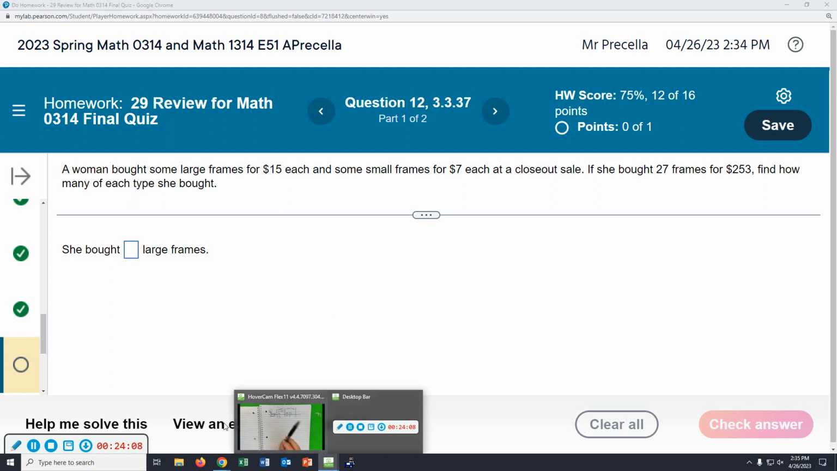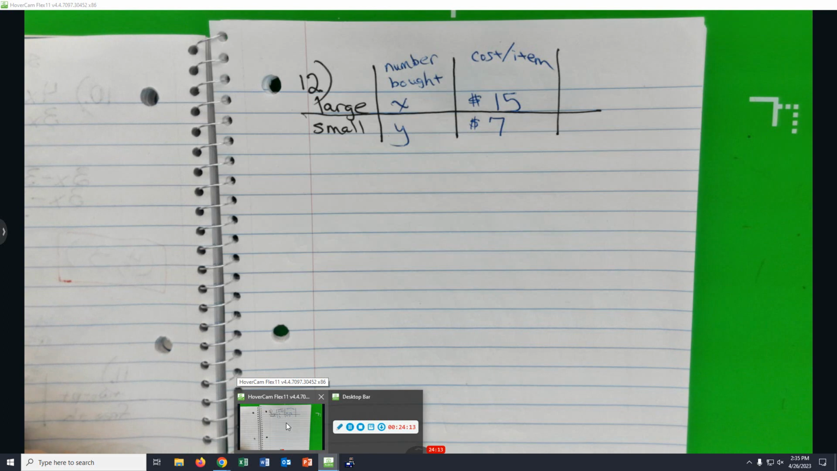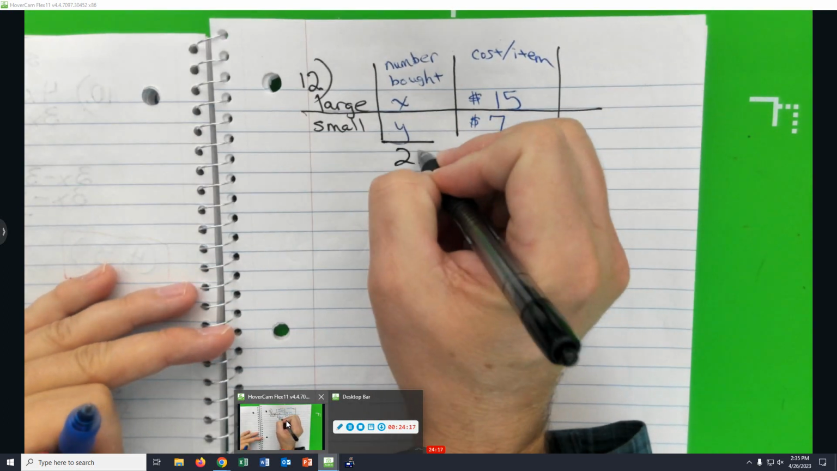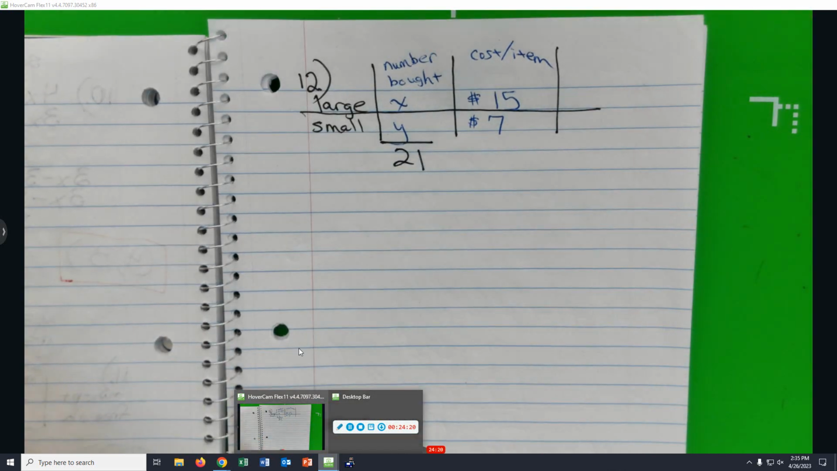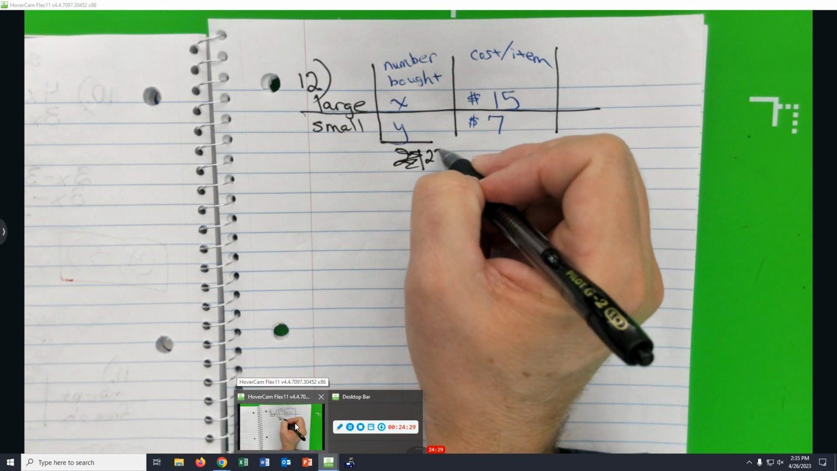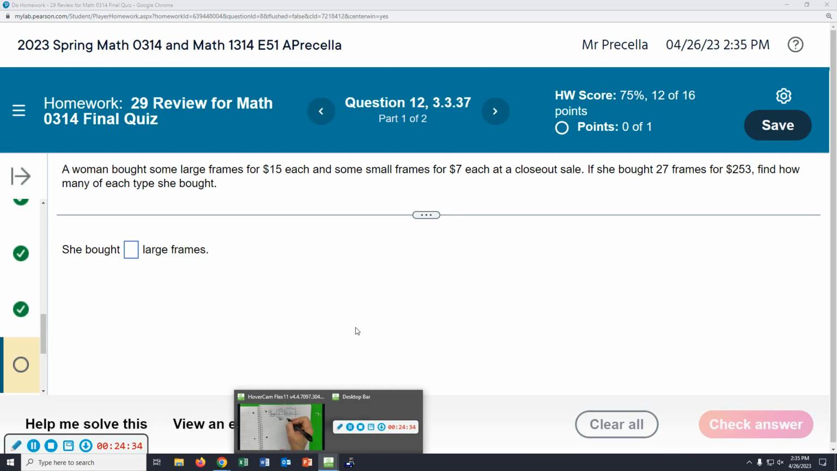Where's that 27 going to go? At the end of this XY column or at the end of the 15-7 column? The XY. She bought a total of 27 frames. Okay. And she spent a total of how much money? If we total all the money, $253.